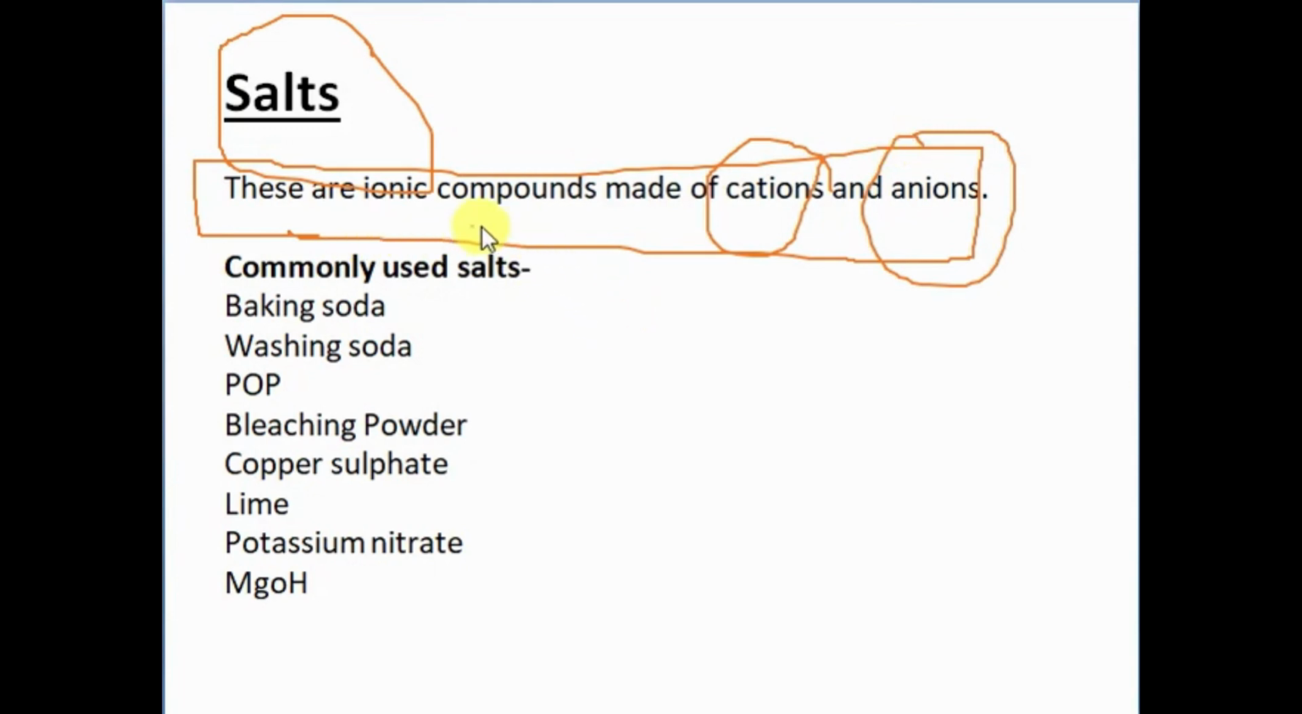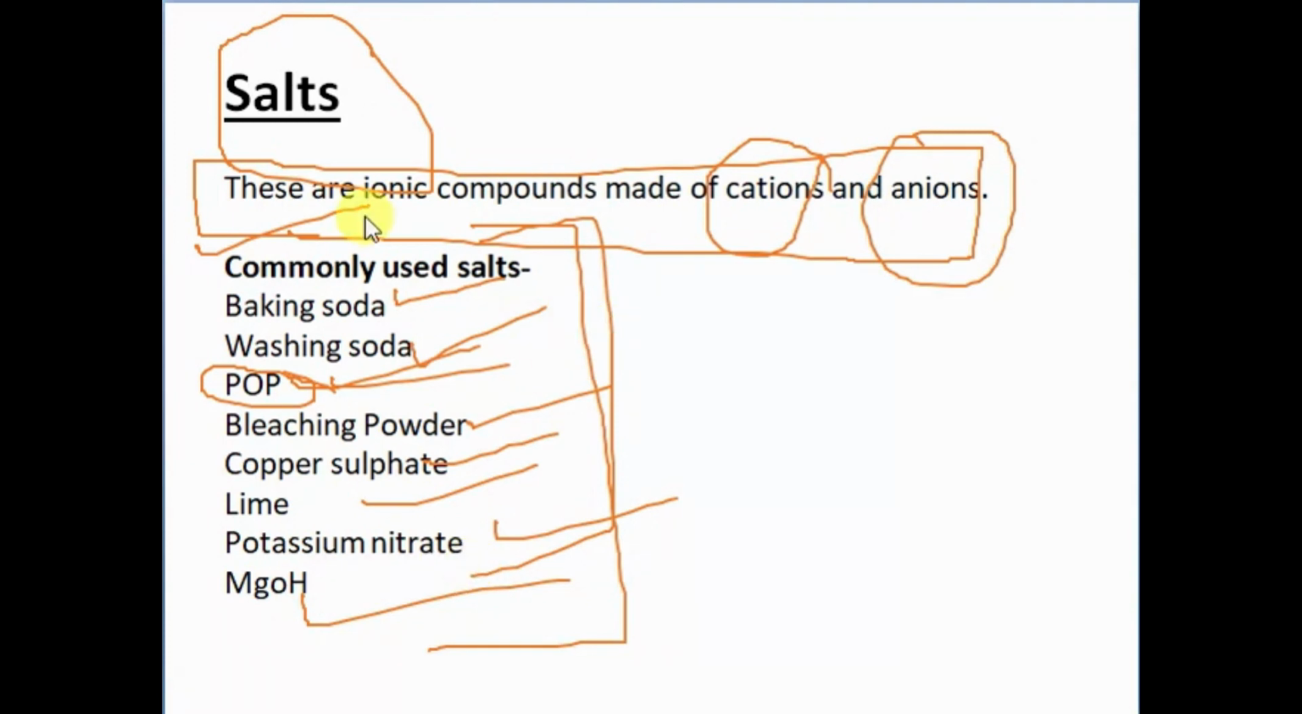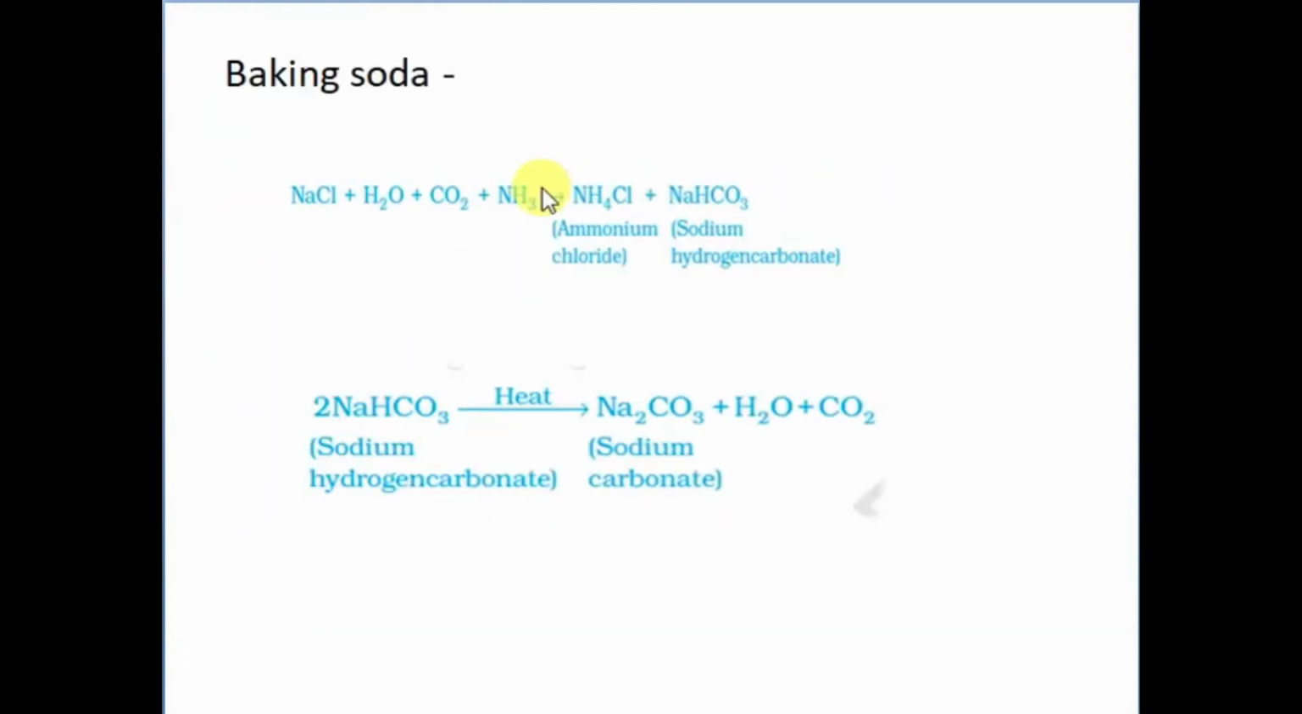So these are certain examples of salt. These are commonly used salts: baking soda, we use it in our kitchen; washing soda; POP, which is used by doctors; bleaching powder, which is used for cleaning purposes; copper sulfate, lime, potassium nitrate, MgOH. All these things you must have used at some point of time. Okay, so these are salts. Now we'll study the properties of these salts. So first we have baking soda.